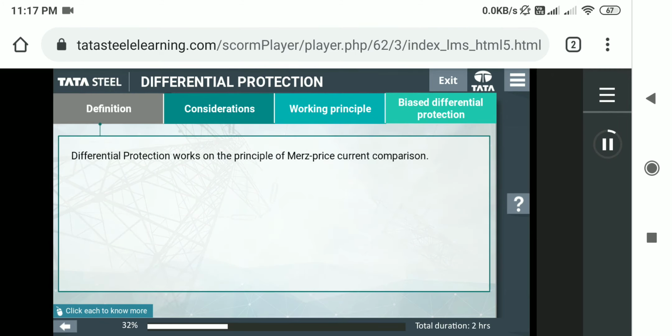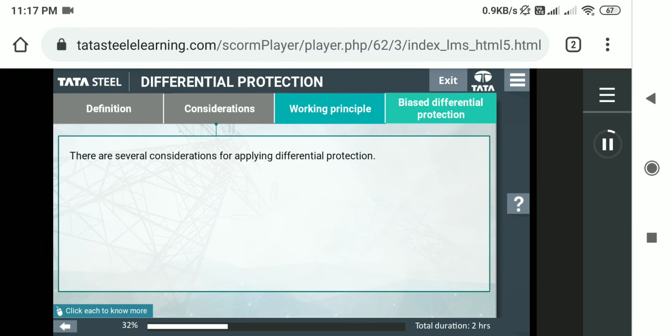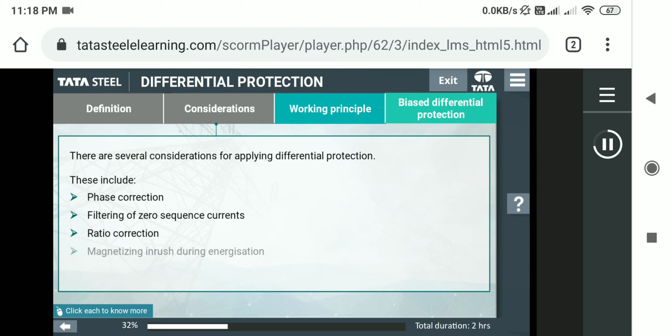Differential protection works on the principle of current comparison. In this case, only relays with bias characteristic should be used. It is only applied where protection coordination is difficult or not possible using time-delayed elements, for fast fault clearance, for zone of protection. There are several considerations for applying differential protection. These include phase correction, filtering of zero sequence currents, ratio correction, magnetizing inrush during energization, overfluxing.